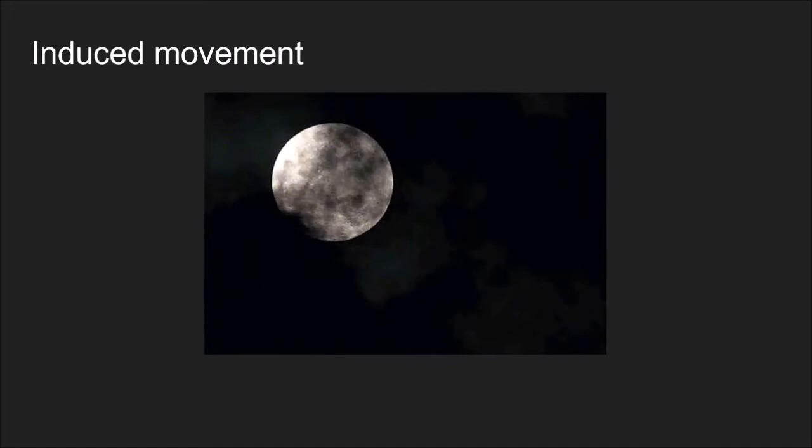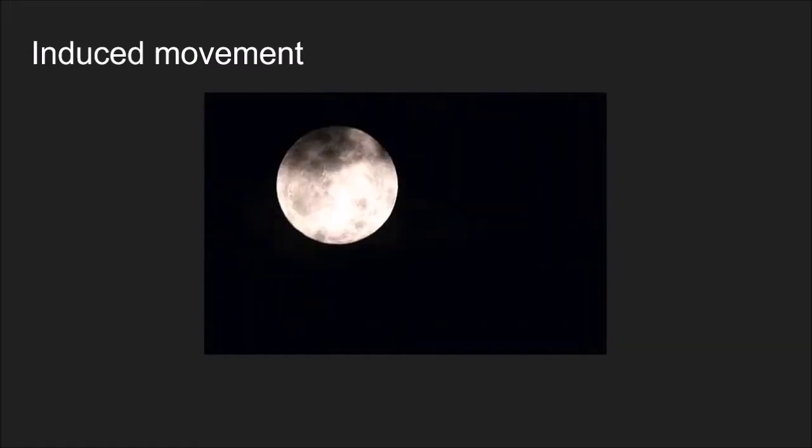Induced movement. When a smaller stationary body is surrounded by a larger moving body, then the smaller body is perceived to move in the direction opposite to the larger body. Due to this phenomenon, we perceive the moon as moving when it is surrounded by slowly moving clouds.